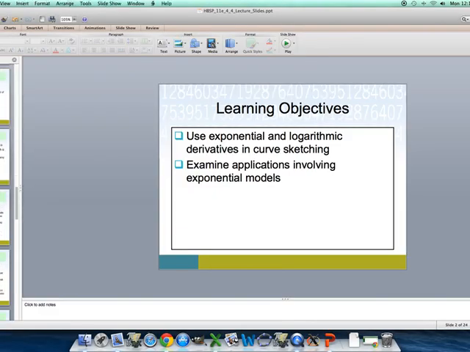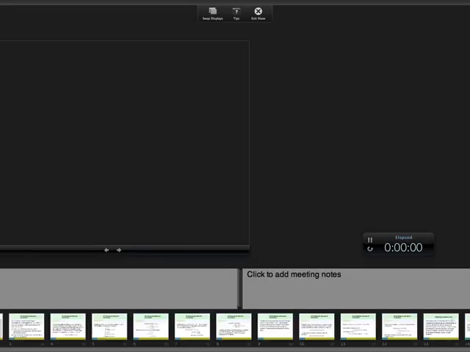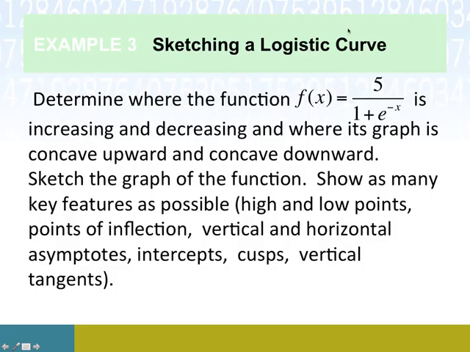We'll take one of the most classic models for using exponential functions, the logistic curve. So here's our function: 5 over 1 plus e to the negative x. This function is often in some disciplines called an S-curve because the shape of the graph is kind of like an S. So it's got a lot of interesting characteristics for us to study graphically.